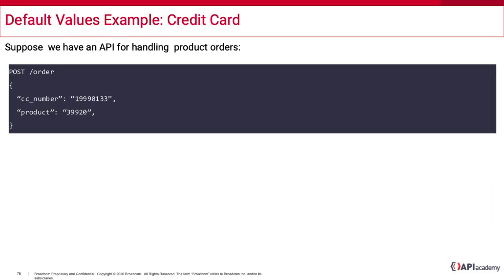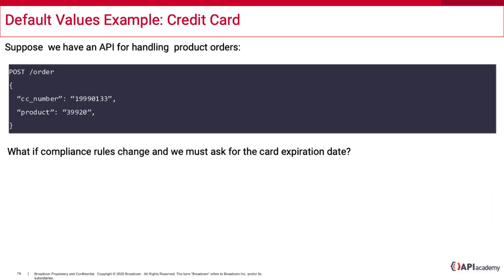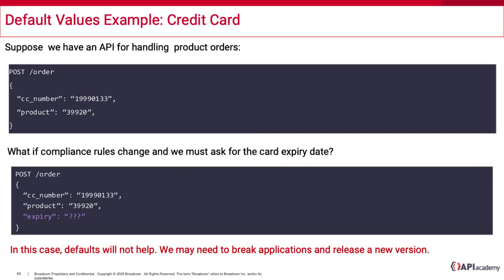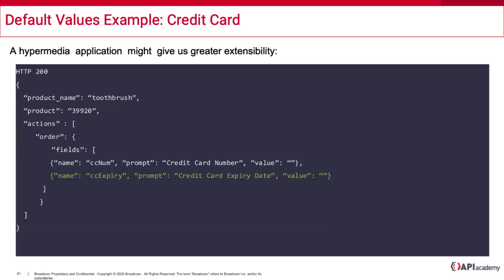Suppose we have an API for handling product orders. What if compliance rules change and we must ask for the card's expiration date? In this case, defaults won't help, so we may need to break applications and release a new version. A hypermedia application might give us greater extensibility by being able to prompt for new parameters with a previous response.